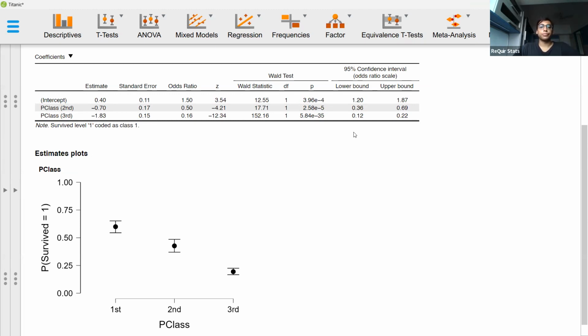So to repeat, the p-values for a distinct level of a factor, so second level and third level, give the significance of the probability of survival between this class and the reference class. So both of these are significant. That means there is a significant difference between first and second class in terms of survival, and there is a significant difference between first and third class in terms of survival.